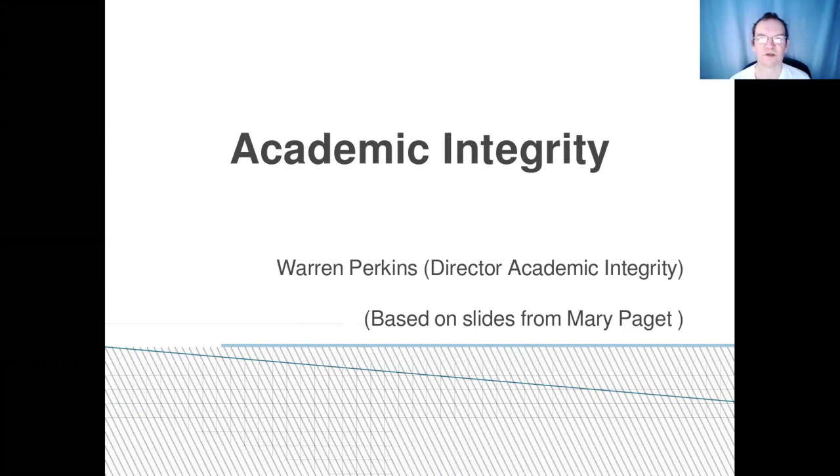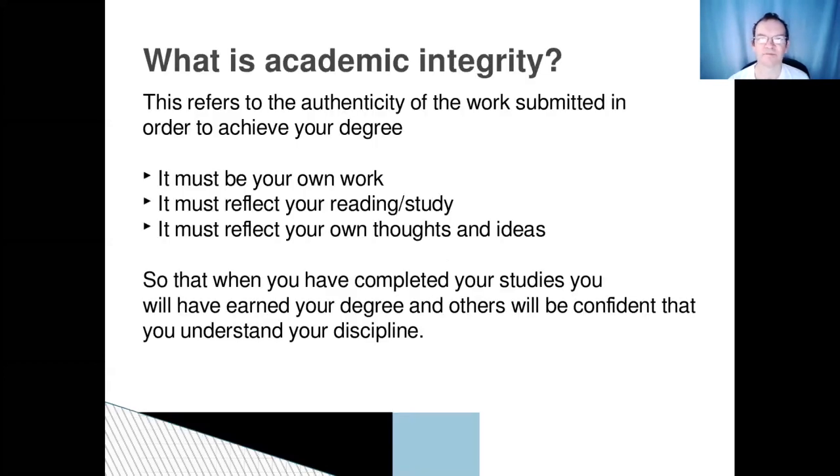In this video, I'll give you an overview of academic integrity and how to avoid academic misconduct. What is academic integrity? This refers to the authenticity of the work submitted in order to achieve your degree. It must be your own work. It must reflect your reading and study and your own thoughts and ideas, so that when you've completed your studies, you will have earned your degree and others will be confident that you understand your discipline.